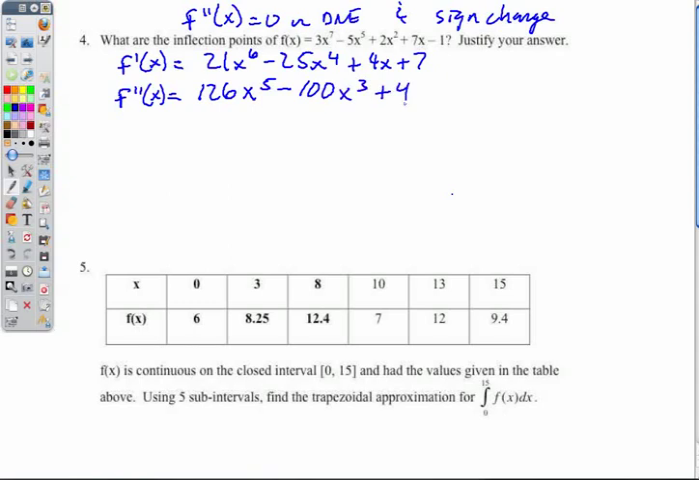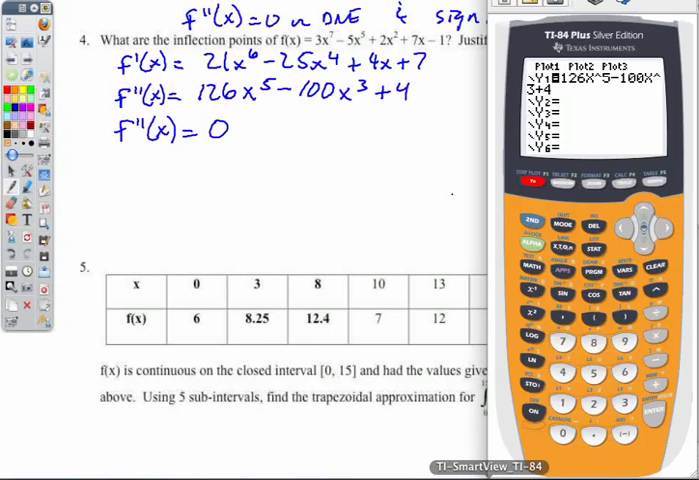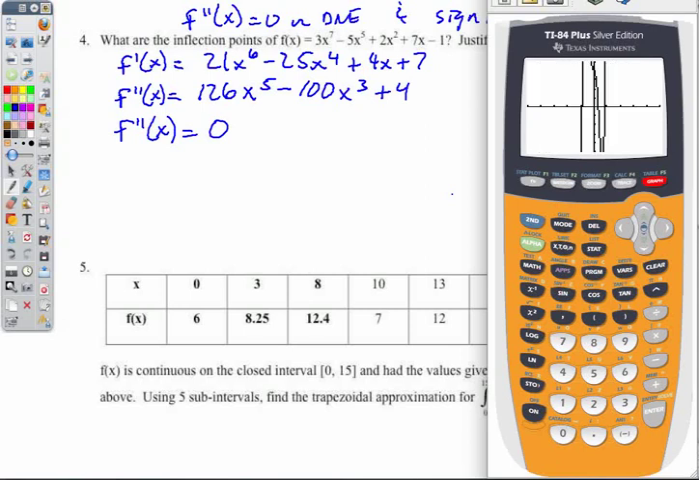Now we want to know where this second derivative is equal to 0. We don't have to worry about it being undefined because it is a polynomial. So use your calculator to help you out here since it's a calculator question. Plug it in, look at the graph, and find where it crosses the x-axis. So I have it in the calculator here, and if I graph it out, we'll see that it crosses 3 times.